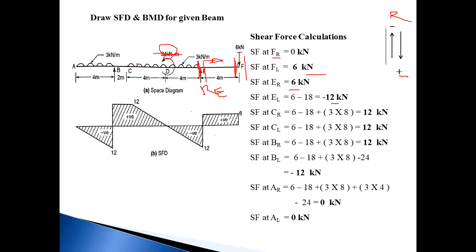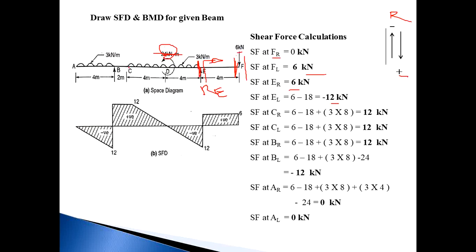Then next, ignore this D point because we are not considering this 24 kilonewton moment for calculation of the shear force, because the shear force is only related to the vertical forces or horizontal forces, whatever; it deals only with forces, not with moment.